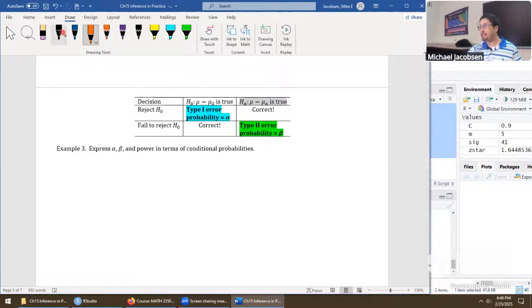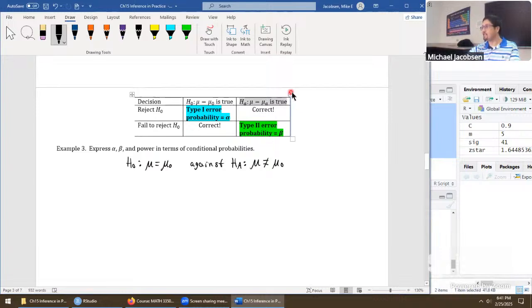But let's start by saying all of this happens because we're testing two hypotheses. H naught: mu equals mu naught, against HA: mu not equal to mu naught. So this is the full alternative hypothesis, and this is just the specific alternative right up here. Let's start with alpha.